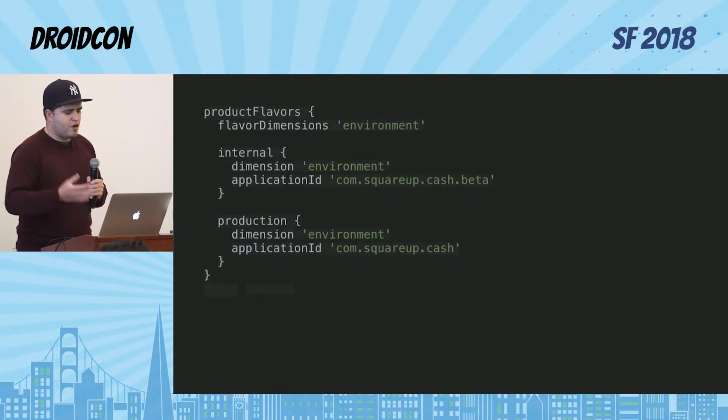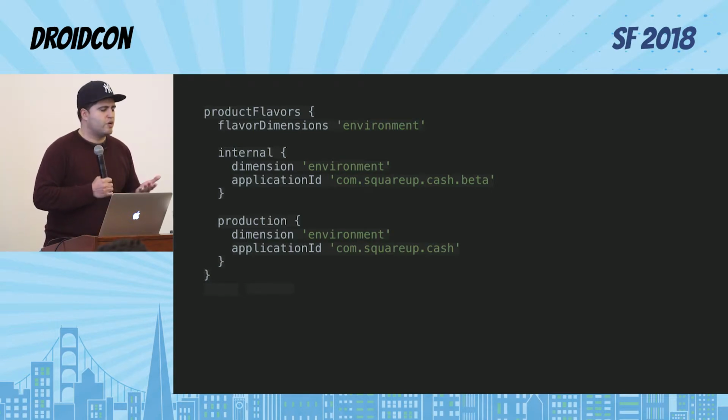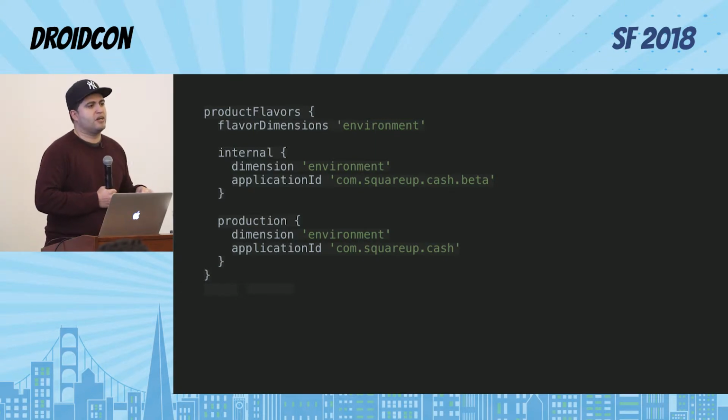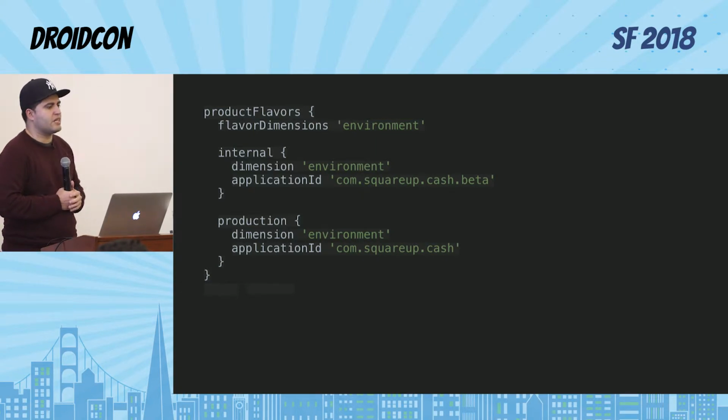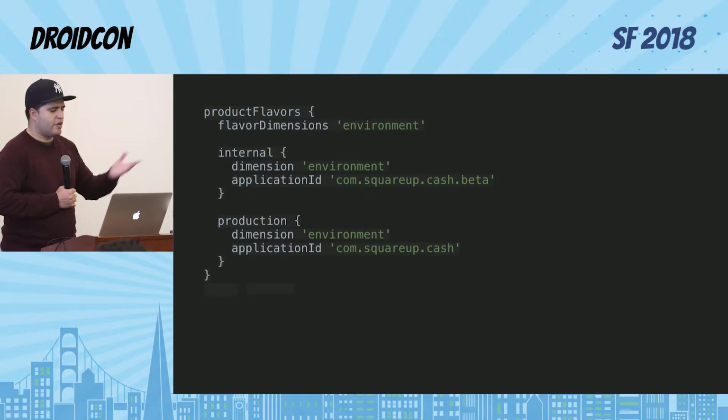You may also use product flavors. The canonical example in the Android documentation is you have a free version of your app and a paid version of your app. At Square, we have internal, which we ship to internal alphas, where we can do things like a two-finger gesture that will automatically submit a JIRA to the team from our PMs or anyone in the company. And then our production version, which is what we obviously push to the Play Store.